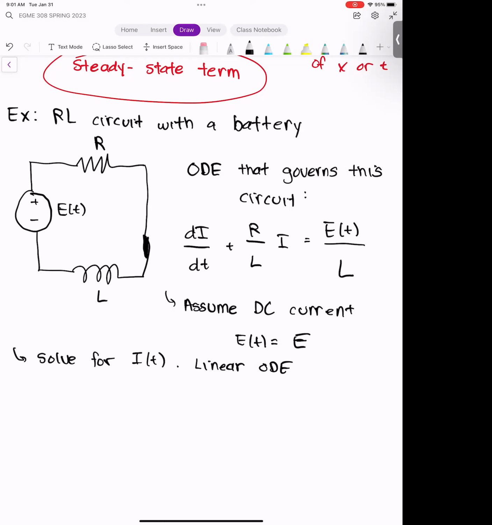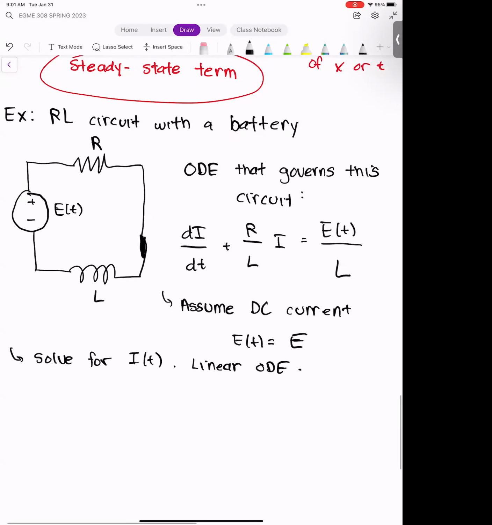We also know this equation is not separable, and so we're not going to be able to solve this with separation of variables. So our only option here is to use an integrating factor. Because if you try to separate out the variables, and let's say that you move the R over L I term to the other side and divide by I, there's no way to eliminate it from those other two terms at the same time.